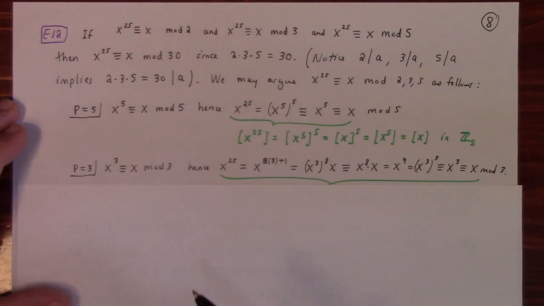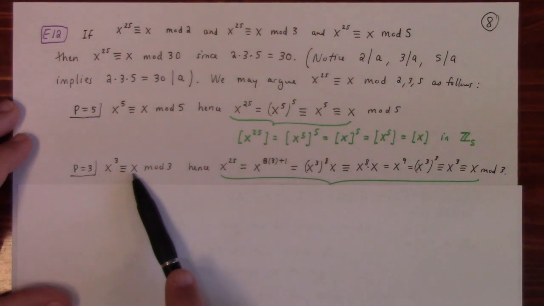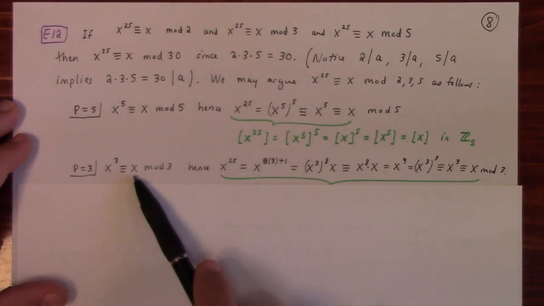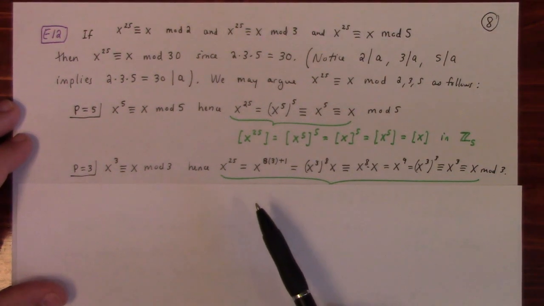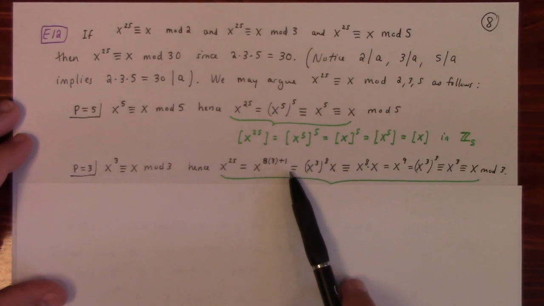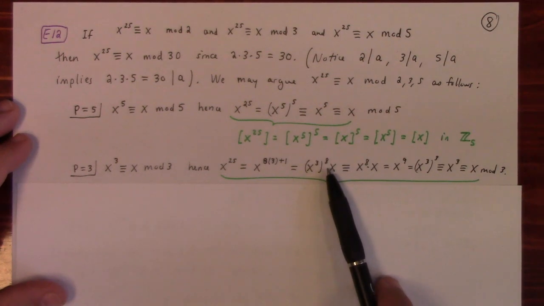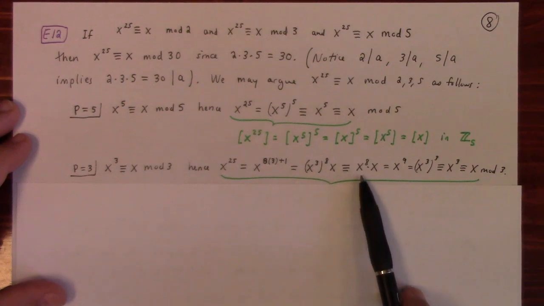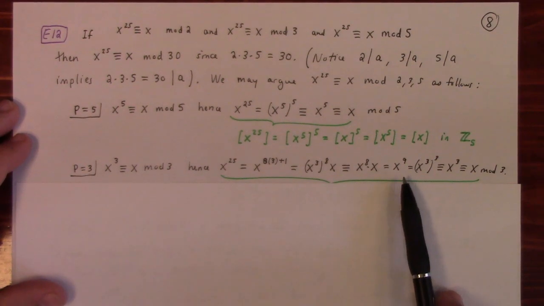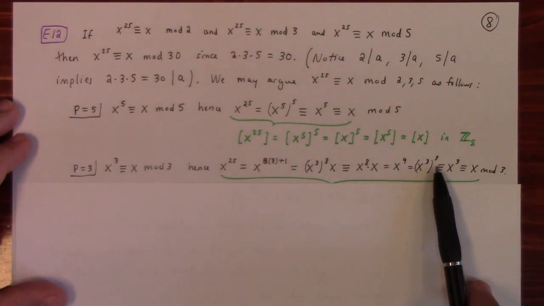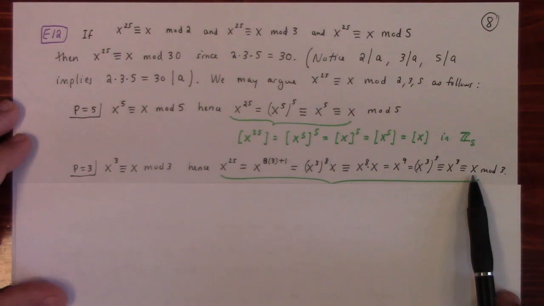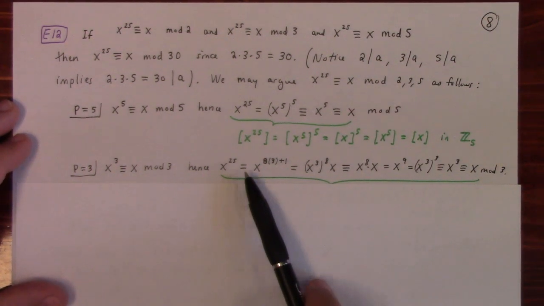How about 3? Well, in mod 3, we have x cubed is congruent to x for all x in Z3. Well, for all integers, which gives us the equation x cubed equals x in Z3. All right, so x to the 25th is equal to x to the 24 plus 1, which is x cubed to the 8th times x, which is congruent to x to the 8th times x, because x cubed is congruent to x. Which then gives us x to the 9th, which is x cubed to the 3rd, which is congruent to x cubed, which is congruent to x. So we get x to the 25th is congruent to x mod 3.